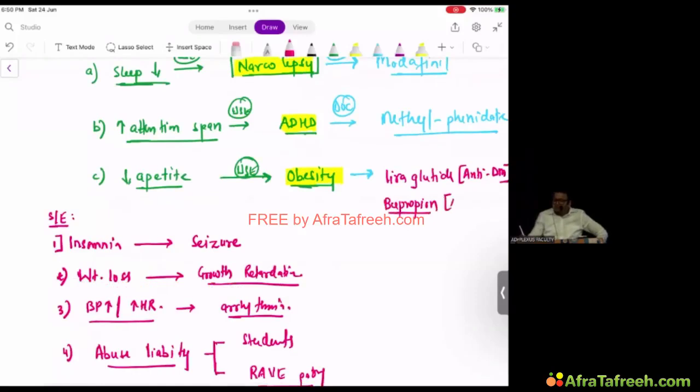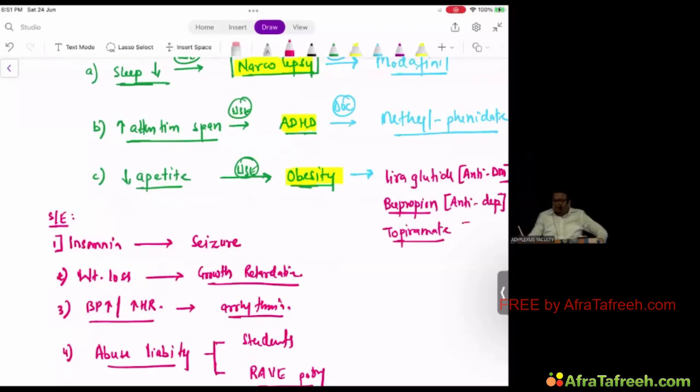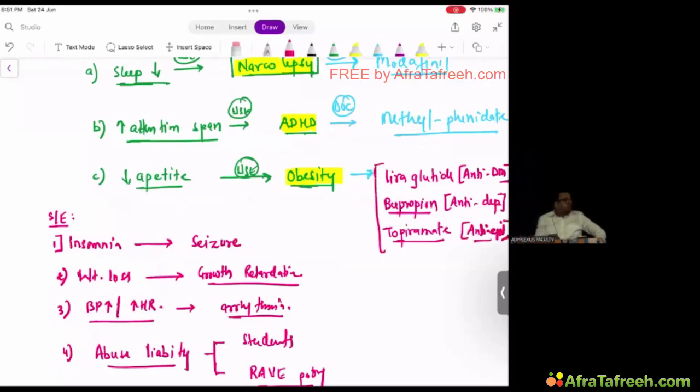Bupropion is an anti-depression drug which causes weight loss. Anti-depression, bupropion. And there is a drug called topiramate. Topiramate is an anti-epileptic, anti-seizure drug that causes weight loss. So these are three drugs which are used today in treatment of obesity.